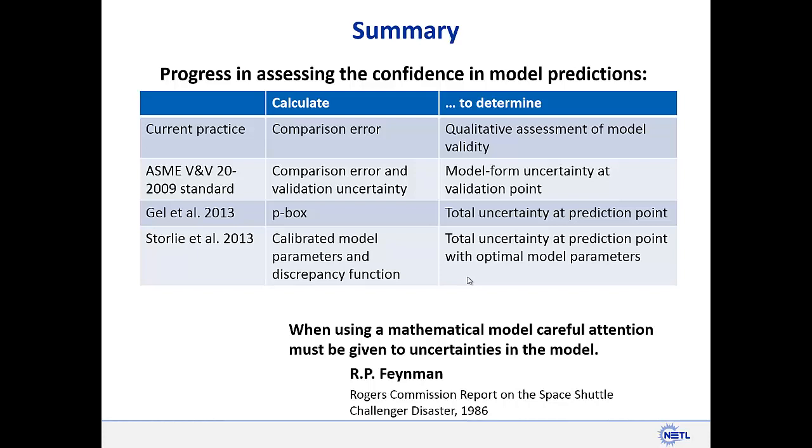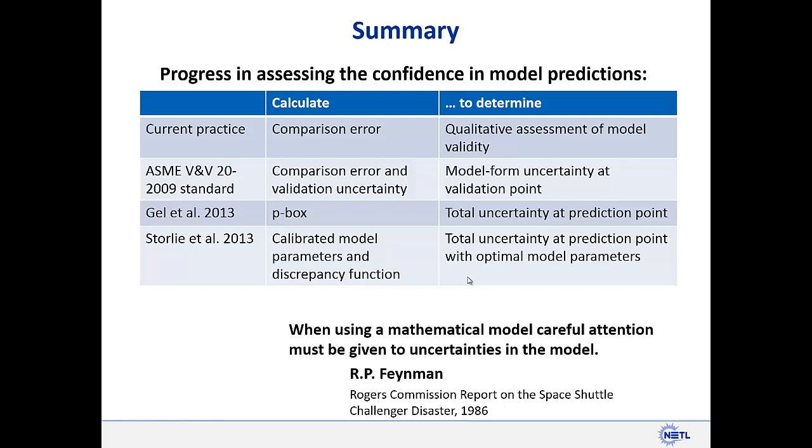That's a qualitative assessment. And the ASME V&V standard says that you not only come up with a comparison error, but you also have the distribution around it, because just the comparison error is not enough. Even if the comparison error is 0, you could still be off when you do predictions, because there is a distribution. That's what the ASME standard asks you to do.